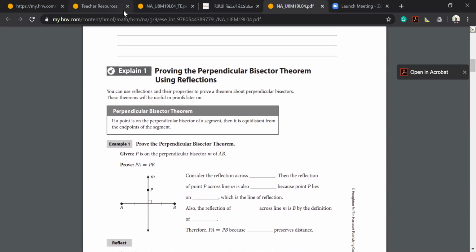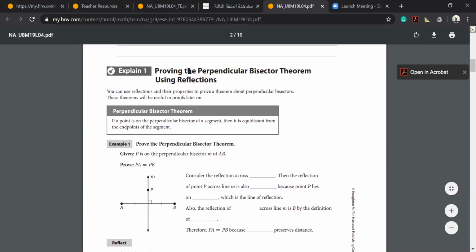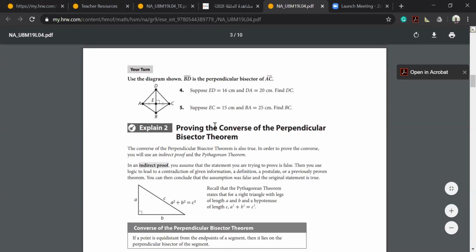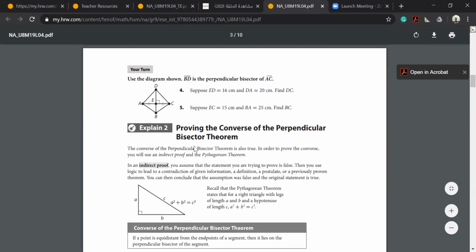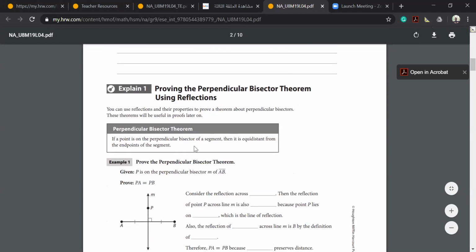Okay, we are going to be taking 3 explanations. Explain 1 is proving the perpendicular bisector theorem using reflections. And then we are going to be proving the converse of the perpendicular bisector theorem. You remember before, you have to take the theorem and its converse. And then for explain 3, we are proving some theorems about right angles. So going back to explain 1.